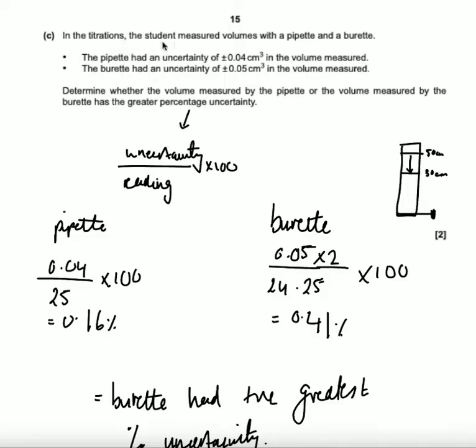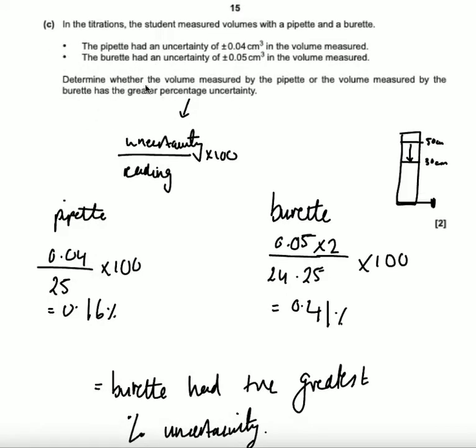In the titrations, the student measures volumes with a pipette and a burette. The pipette has an uncertainty of 0.04 centimeters cubed in the volume measured. The burette has an uncertainty of 0.05 in the volume measured. Determine whether the volume measured by the pipette or the volume measured by the burette has a greater percentage uncertainty.